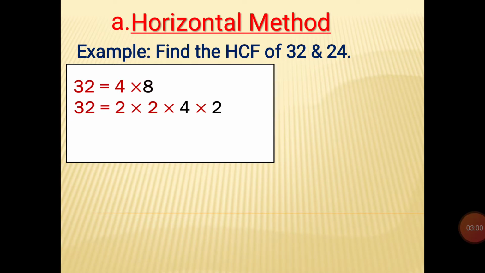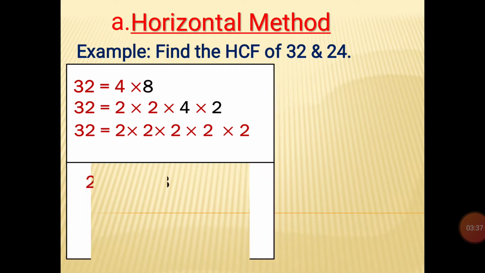8 is the second factor of 32 and it is present in 4's table. So instead of 8, we will write factors as 4 into 2. As 2 is not divisible by any other number, we will write 2 into 2 into 2, 3 times. But 4 is divisible by 2. Therefore, instead of 4, we will write factors as 2 into 2. So factors of 32 are 2 into 2 into 2 into 2 into 2, that is 5 times 2.